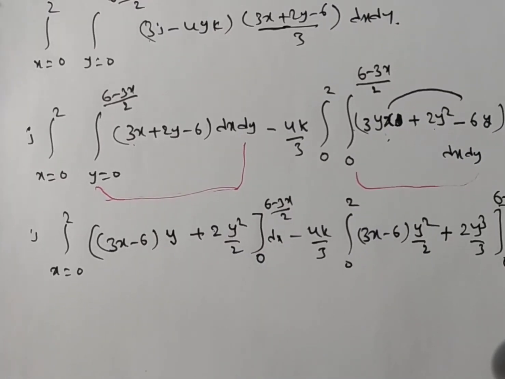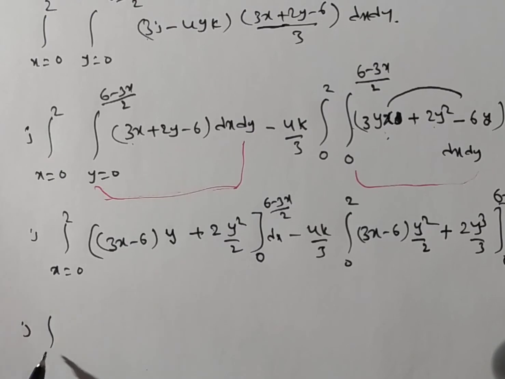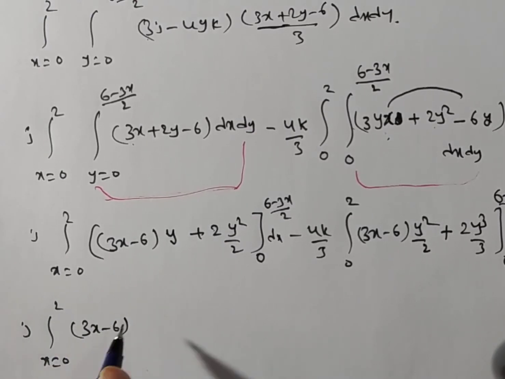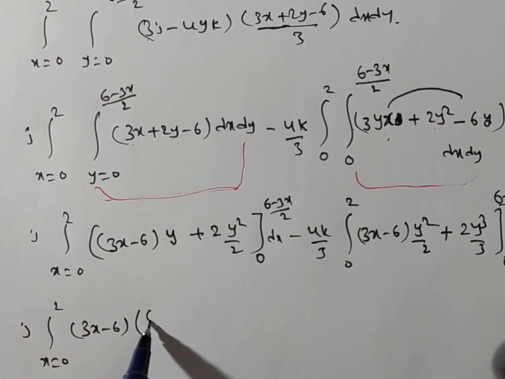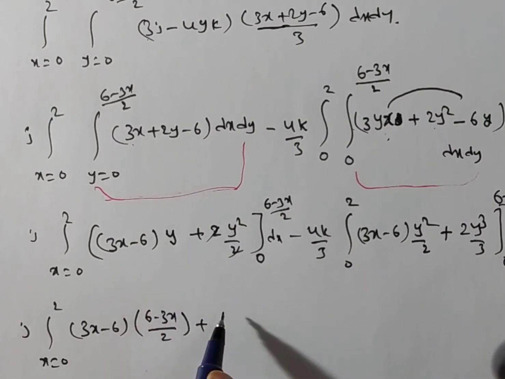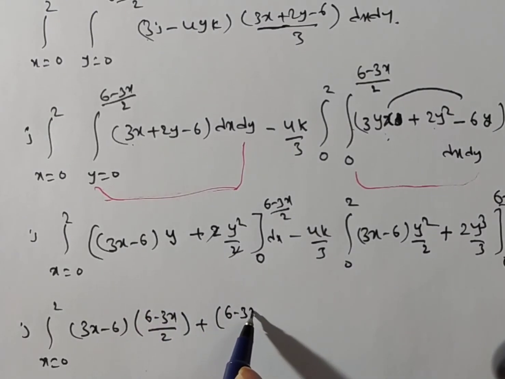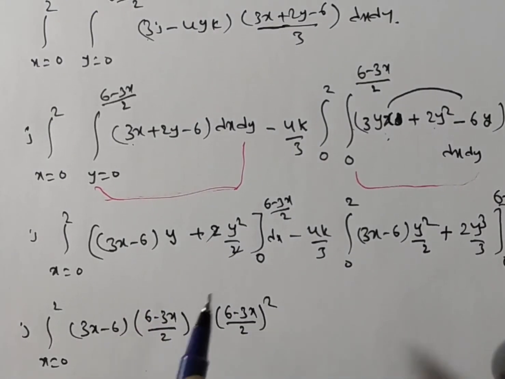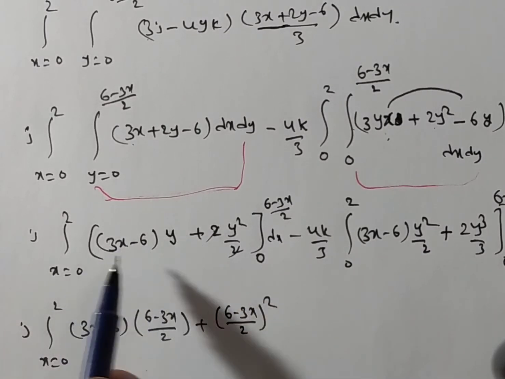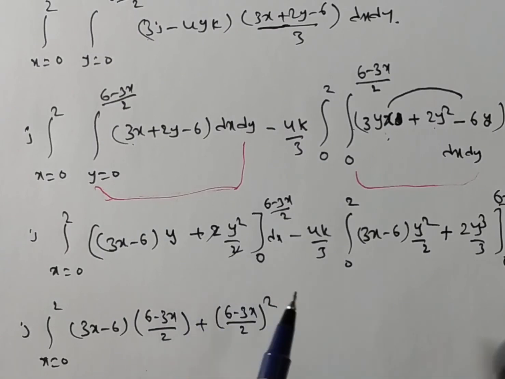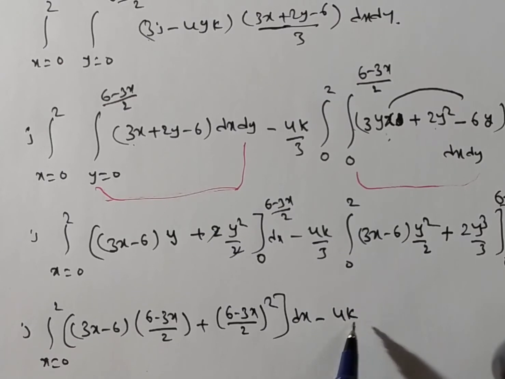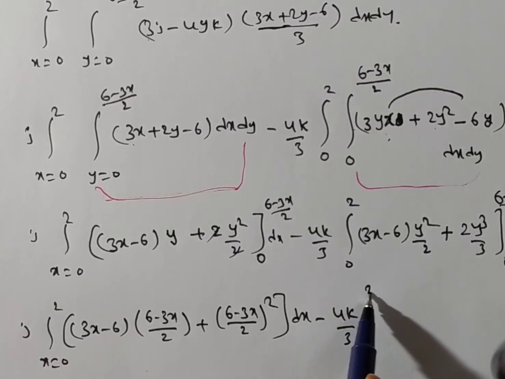Now I have to substitute the upper limit. Then k times integral x equals 0 to 2, 3x minus 6 times the upper limit, which is (6 minus 3x)/2, plus here 2 gets cancelled. Then y square is nothing but (6 minus 3x)/2 whole square. Now the lower limit you have to substitute. What is the lower limit? If you put y equal to 0, this term is 0, and this term is also 0. That's it, enough. Into dx, minus 4k by 3 times integral 0 to 2.